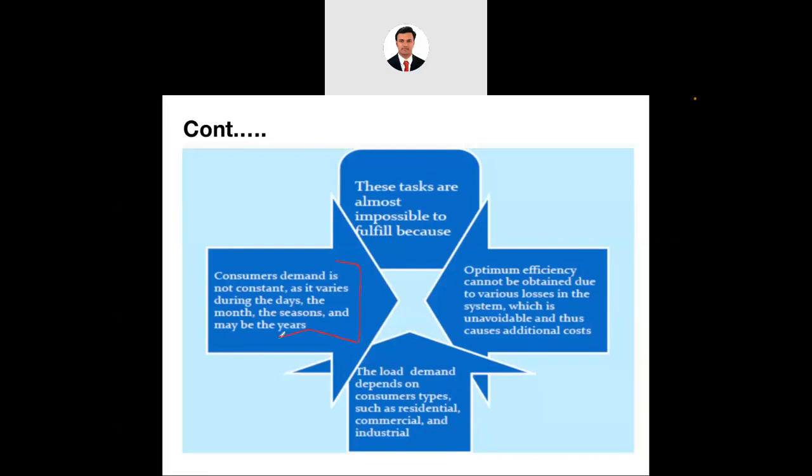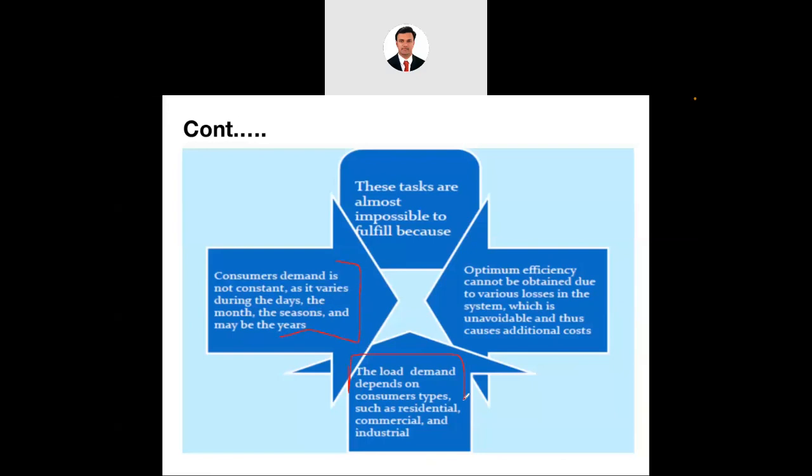Then the load demand depends upon the consumer type. Okay, this is the variation with respect to type, and with respect to time. It may be that in one day there is less demand during the afternoon, or during the night time there is very little demand. During the morning time or during the evening time, the demand will increase. Okay, so this one is with respect to time, and this variation of the load or demand is with respect to type, because different consumers require different amounts of power.